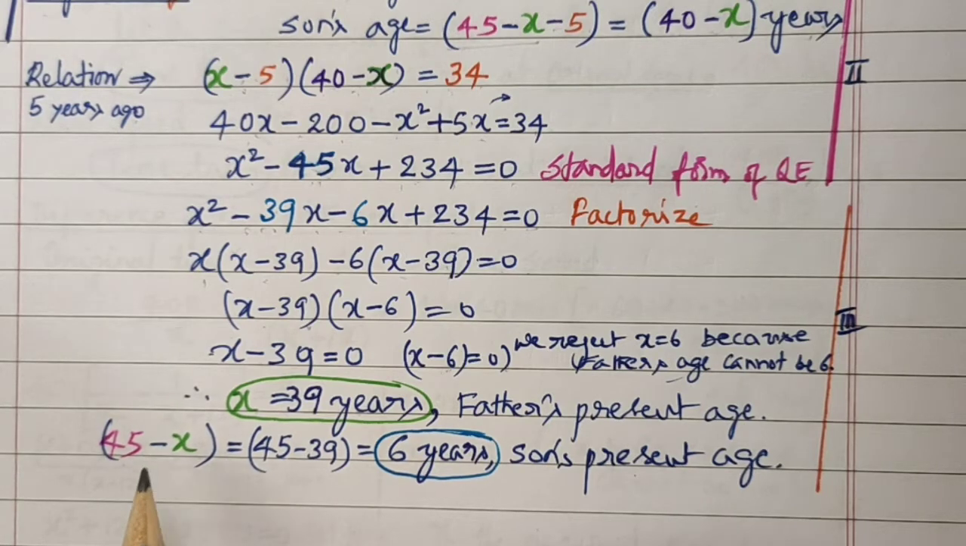45 minus x, that is 45 minus father's age, is equal to 6. It's going to be 6 years. That's going to be the son's present age.